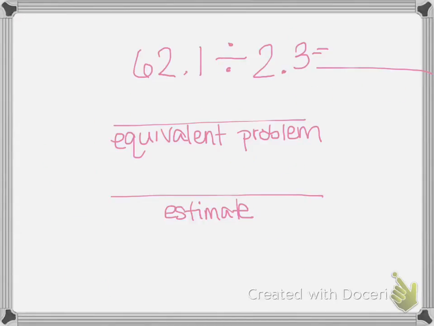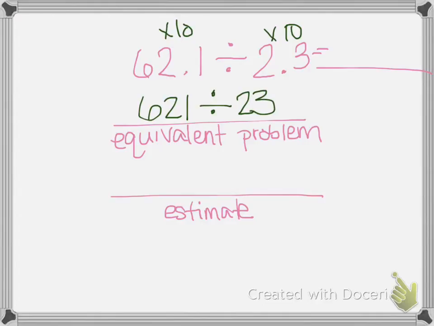The next one says 62.1 divided by 2.3, or 62 1/10 divided by 2 3/10. So an equivalent problem means we could times both of them by 10. So this becomes 621 divided by 23. We completely got rid of the decimals. If I were going to estimate, I would see how many times 20 goes into 600. It goes in about 30 times.